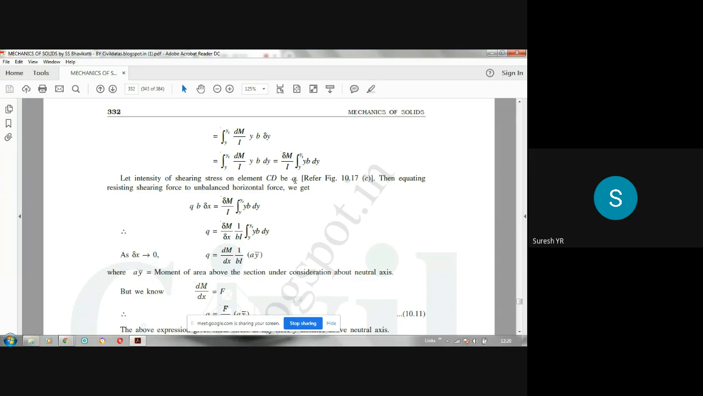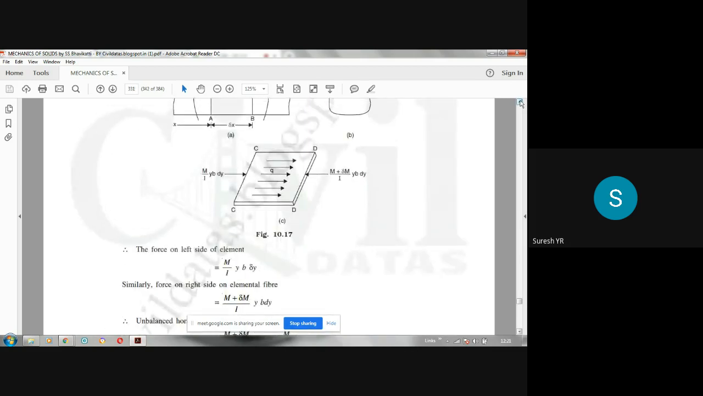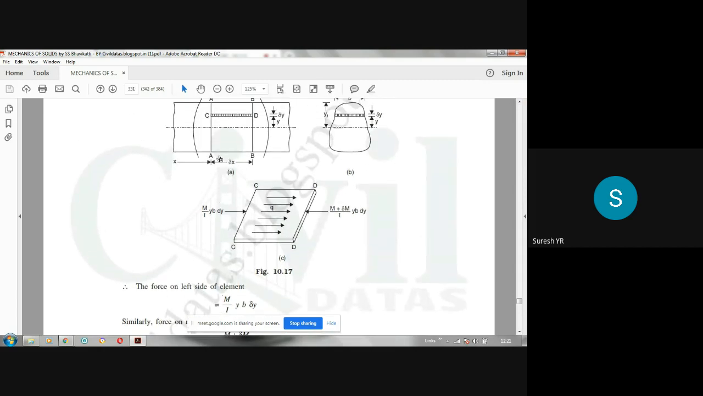With shear stress q, the shear force is the shear stress multiplied by the area. Which area should we take? This is acting over this length, the CD length, which is delta x, and the width is b. So b into delta x is the area over which that q is acting. Please note down the difference here: b into delta y is the area over which the bending effect will be there.